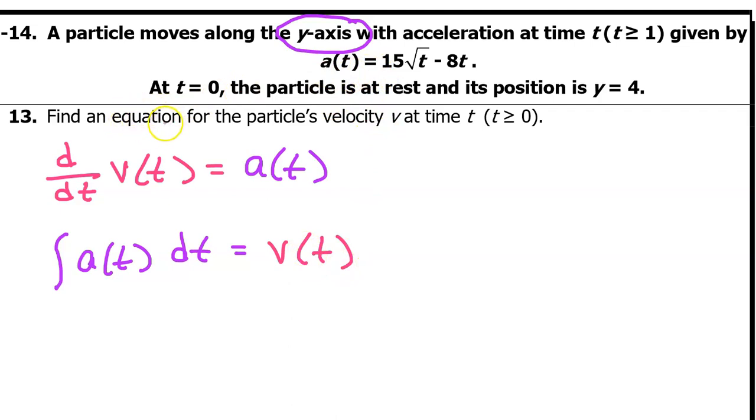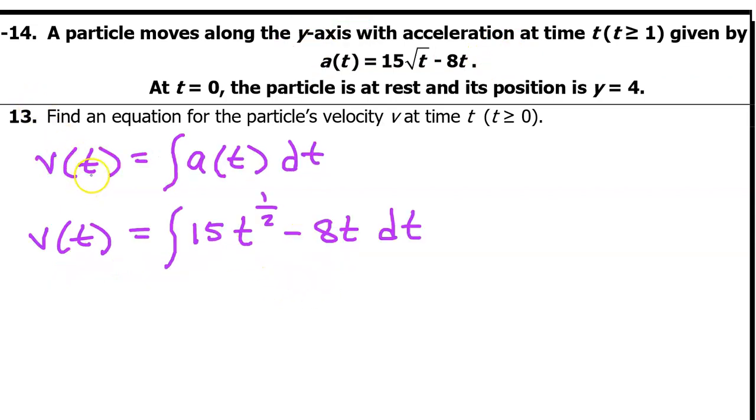In order to find an equation for the particle's velocity, we need to take the integral of this acceleration function, and that should give us the velocity function. So the velocity function will be the integral of the acceleration function, and the acceleration function is 15t to the 1/2 power minus 8t. So let's take the integral of this in order to reveal the velocity function.